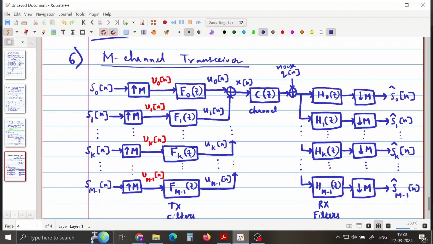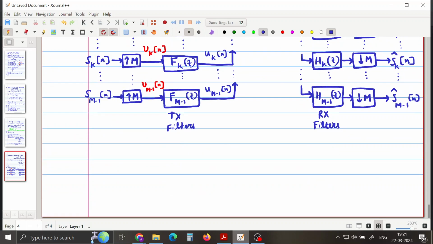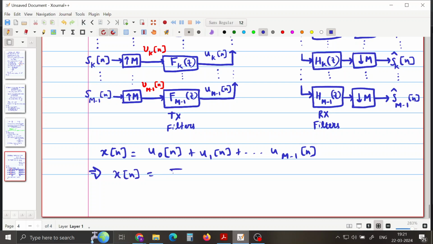We need to find the expression for x of n. So clearly from the diagram you can see that x of n is the sum of all these u i components, right? So u naught of n plus u1 of n and so on till u m minus 1 of n. The sum of all these M sequences gives you x of n. So I can straight away write from the diagram that x of n is u naught of n plus u1 of n so on till u m minus 1 of n, or I can rewrite this as x of n is the summation of u k of n where k runs from 0 to m minus 1, right?